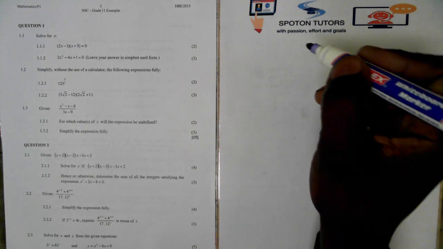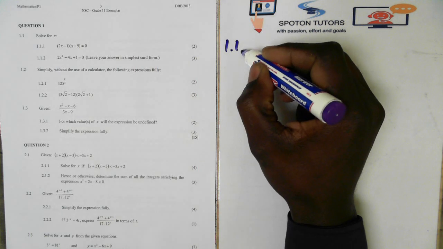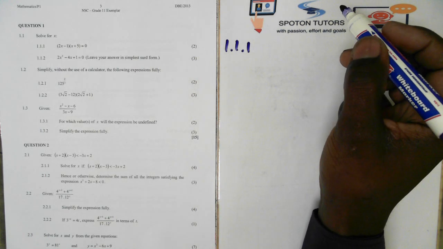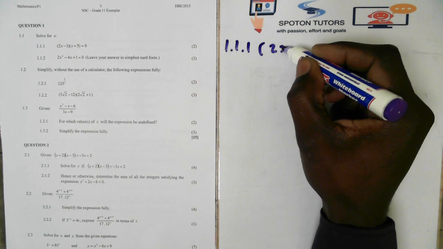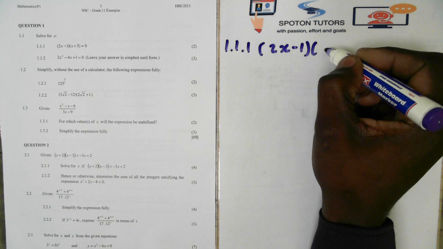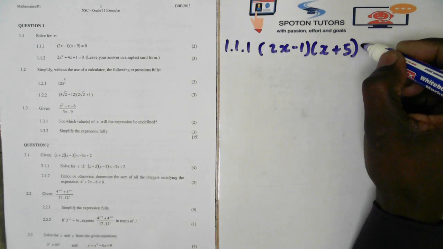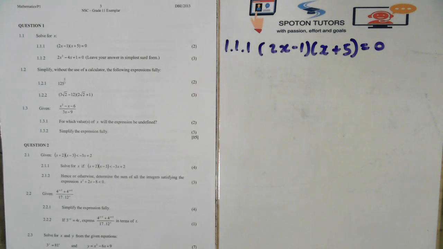Let's look at question 1. 1.1, it says 1.1.3. 1.1 itself says solve for x. So let's look at 1.1.1. Okay, what you have to understand here is that you have to find or solve for x.